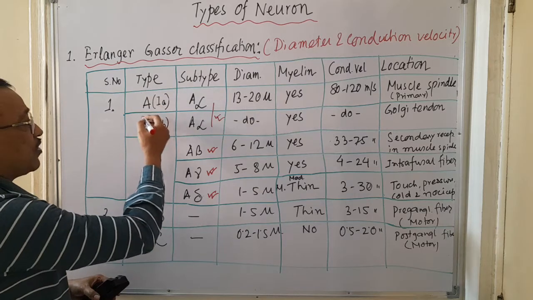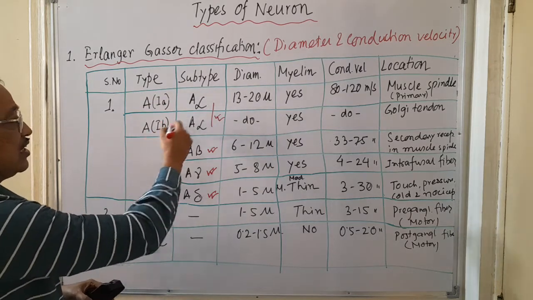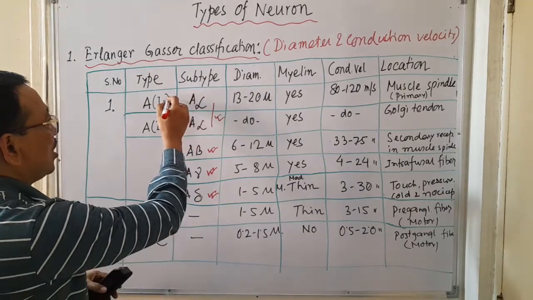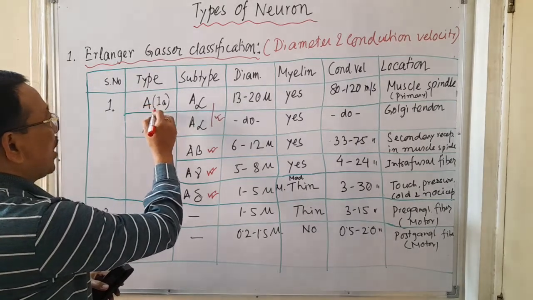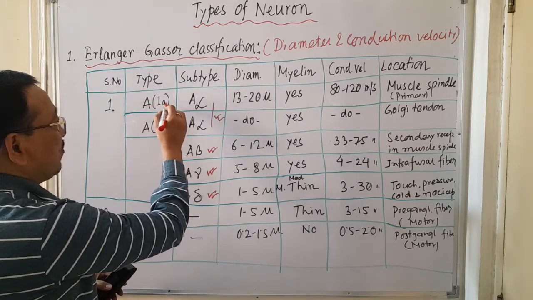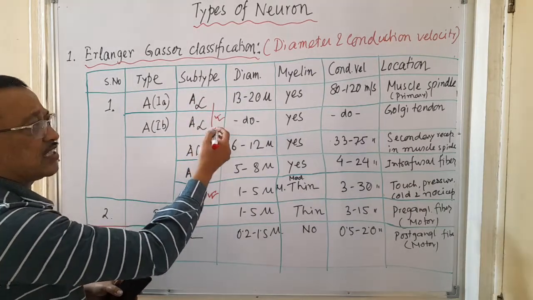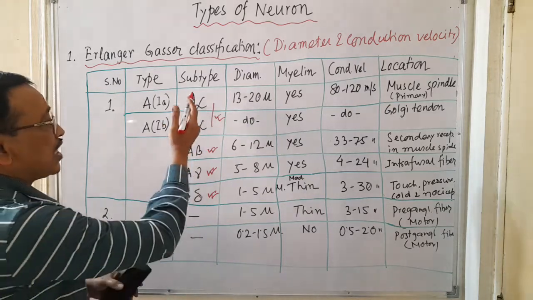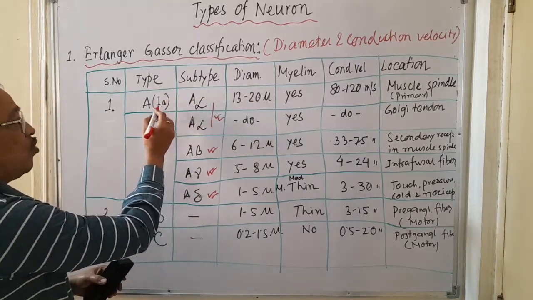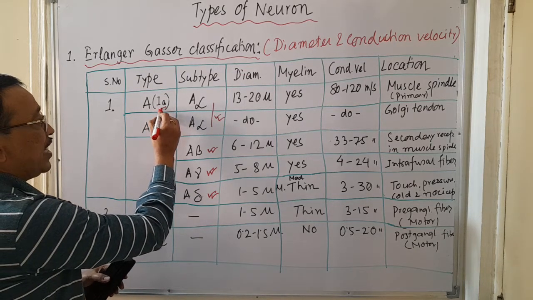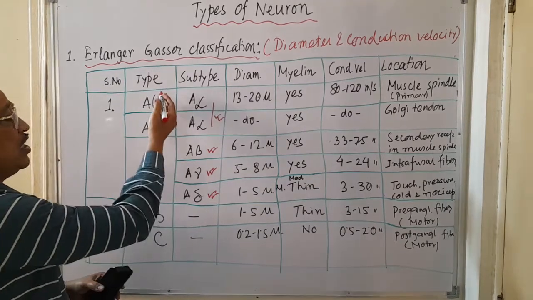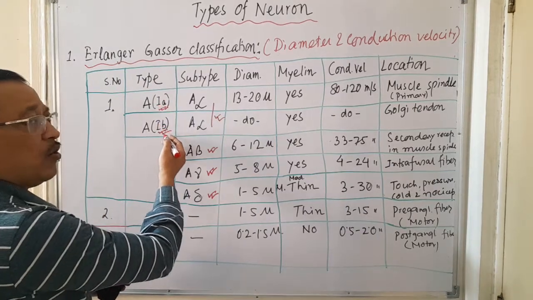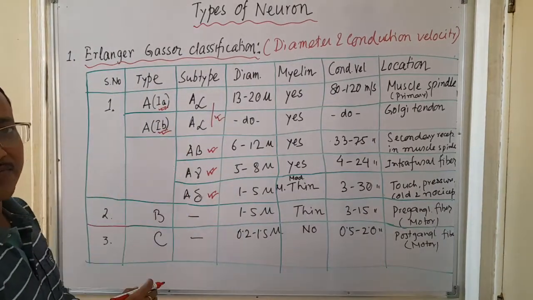Now these A type of fibers are generally the sensory fibers. Out of these, the A alpha fibers are generally the sensory fibers, which are again classified into 2 categories. One is known as group 1A and the other group 1B, as per their sensory character.